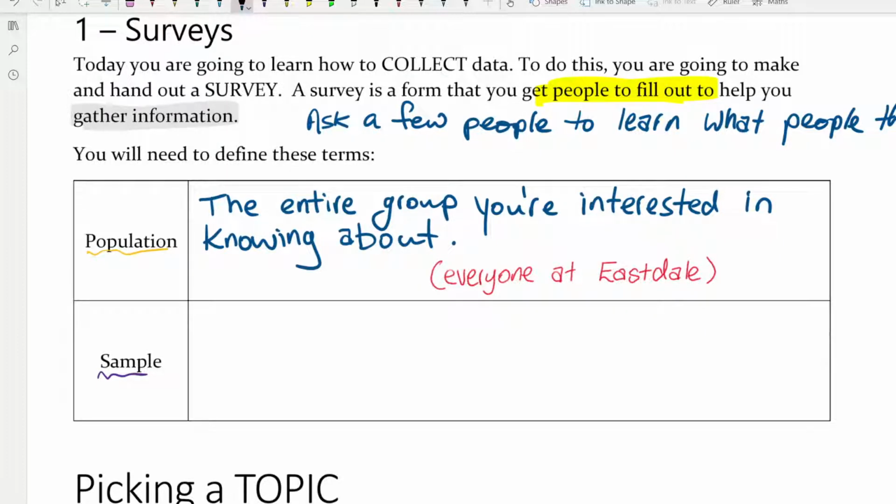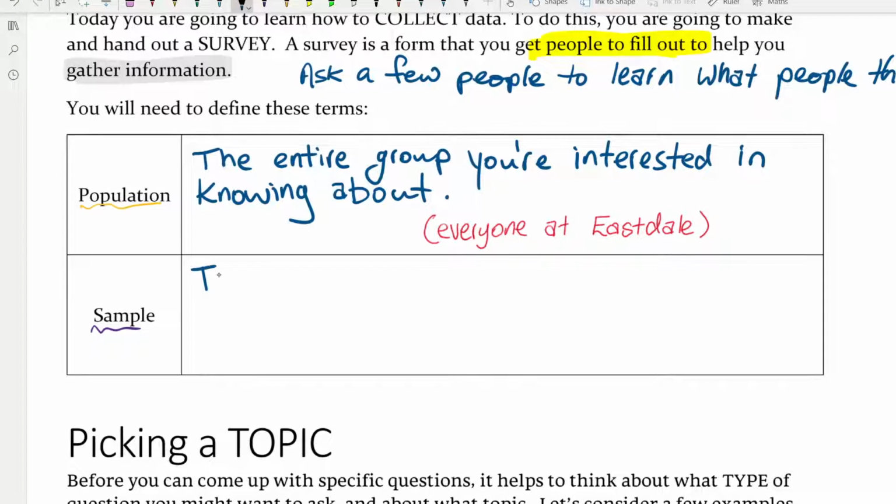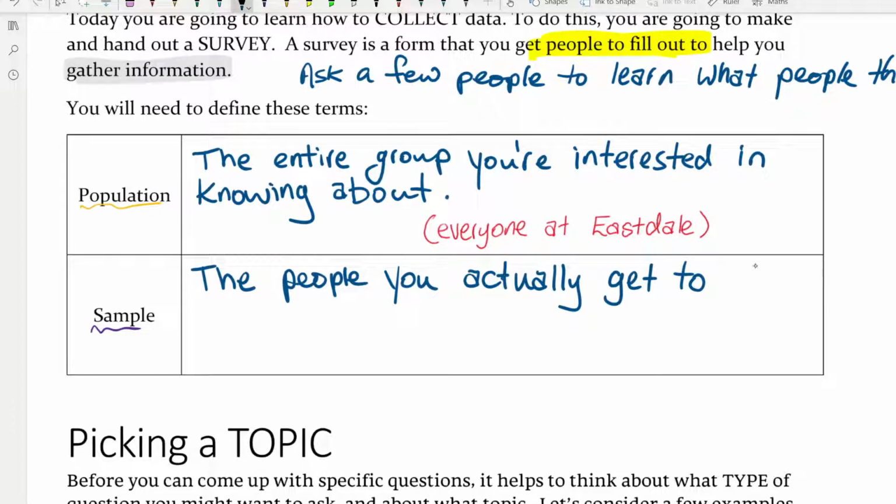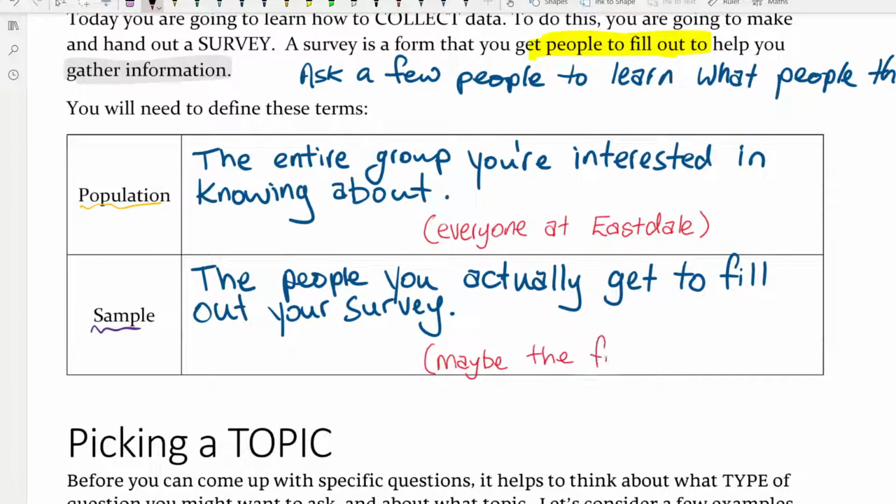And the sample is the people you actually get to fill out your survey. It's probably not going to be as big as your population, because usually we don't have the time and can't afford it. It would be a real hassle to get every single person in the school to fill out your survey. So usually we get some of the people in the school to fill out our survey, and we call that a sample. That could be maybe the first 20 people I saw in the hall.